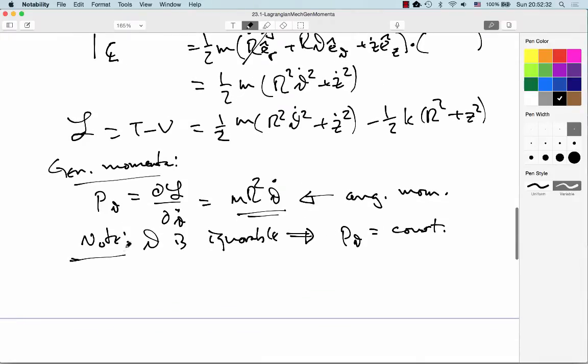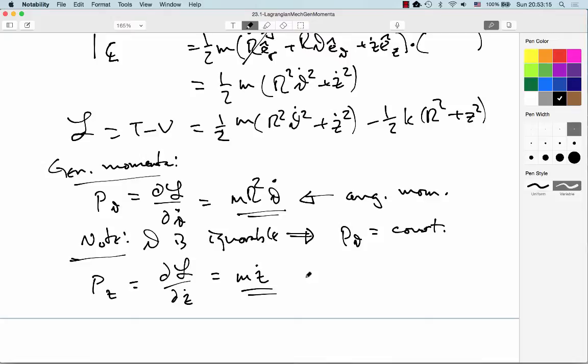All right. While we're at it, let's find pz. So pz will be equal to partial L partial z dot. So again, no z dots here, just there, and we get m z dot, which I don't think was a big surprise. That would be the z component of the linear momentum. So those are generalized momenta. Notice that despite the fact that we use the symbol p for both, the units don't have to match. So you've got to be careful about that.